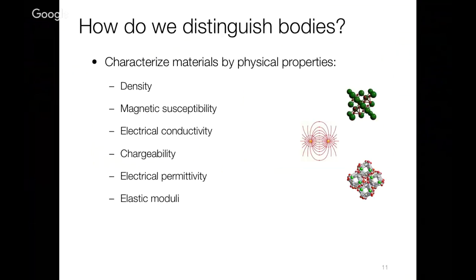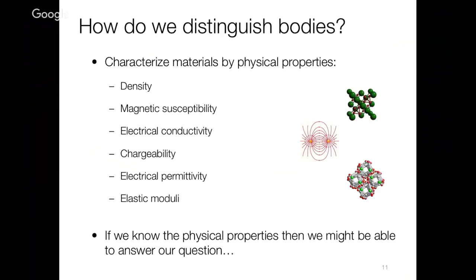Kind of interesting. Electrical permittivity is the ease with which something can become polarized under the application of an electric field. And then elastic moduli. I would guess that the bulk of the engineers here are very familiar with elastic moduli, compressibility, and shear modulus.